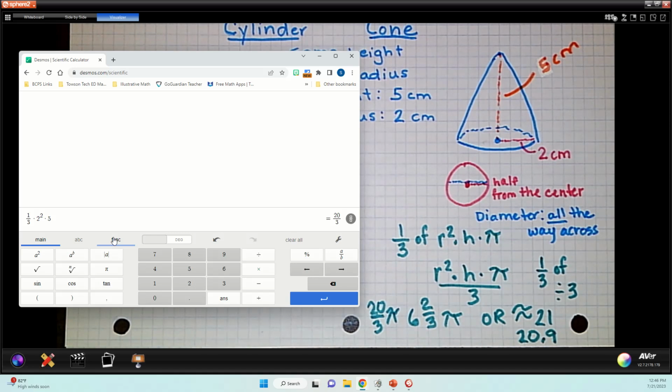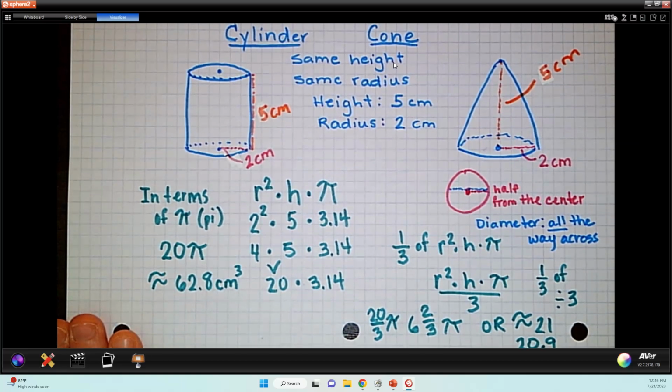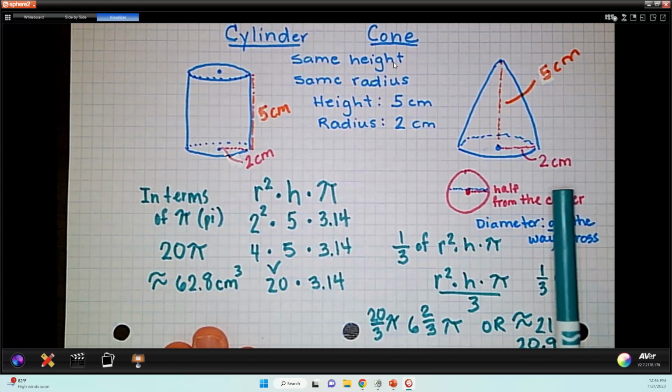So again, sometimes students might want to work it all the way out, but sometimes it's okay to leave it in terms of pi. Since pi is an irrational number, there's never really an exact number for that. We're always sort of estimating when we're working with pi. This is how they would calculate the volume of a cylinder and the volume of a cone.